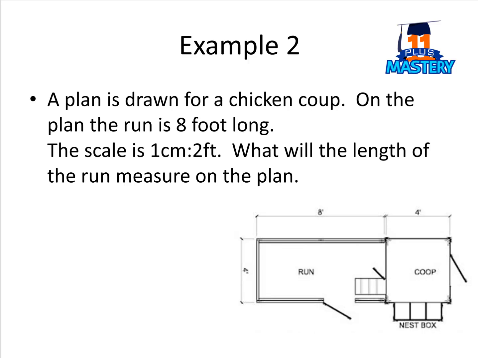Example 2. A plan is drawn for a chicken coop. On the plan, the run is 8 foot long. The scale is 1 centimetre to 2 feet. What will the length of the run measure on the plan? Well, my scale is 1 centimetre to 2 feet. I know the actual length is 8 foot. To go from 2 to 8, I multiply by 4. Whatever I do to one side of the ratio, to the other, I do exactly the same. So I'm going to multiply both sides by 4. 1 times 4 is 4, so the run will measure 4 centimetres on the plan.